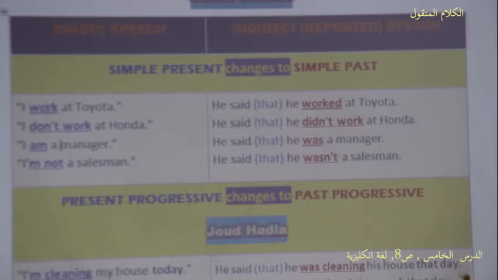Present simple negative. I don't work at Honda. So he said that he didn't work at Honda. Here, as you can see, we are changing the present simple to the past simple tense. I am a manager. He said that he was a manager. I am not a salesman. He said that he wasn't a salesman.